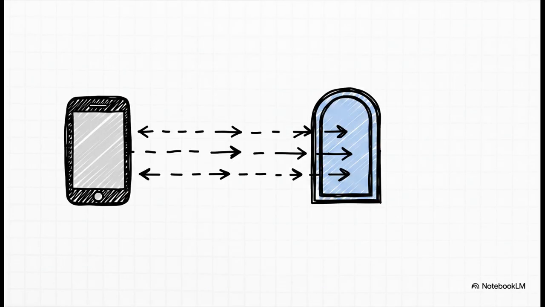Now, your phone doesn't just shout into the void. Every single swipe, every single tap, every single request it makes gets sent to one single organized front door. We call this the API gateway. You can think of it like a really efficient receptionist for the entire system, directing all the incoming traffic.